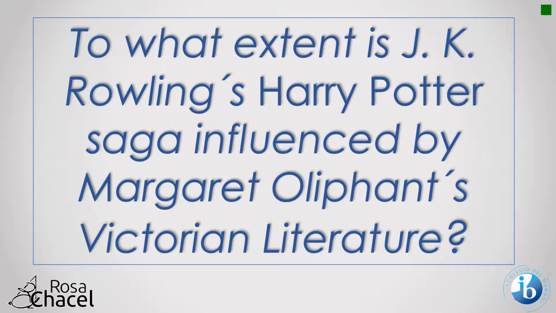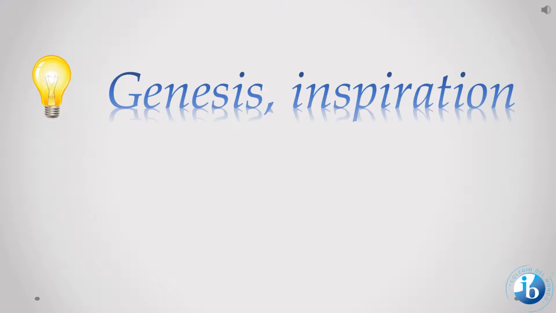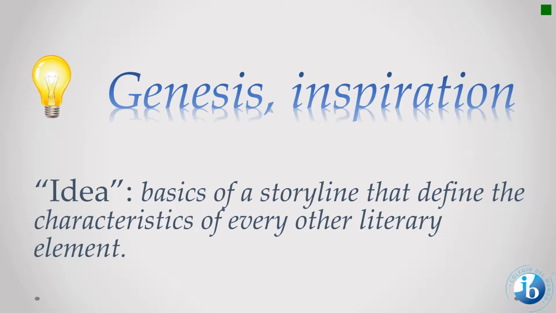After some research and information rearrangement, I came to draw a more specific question that says, to what extent is J.K. Rowling's Harry Potter saga influenced by Margaret Oliphant's Victorian literature? My methodology is focused around this concept of idea, the basics of a storyline that define the characteristics of every other literary element, that comes to the author and is based on their experiences and previous readings. I hypothesized that J.K. Rowling had used Oliphant's basic plot, at least to some extent, given the clear similarities in the titles.